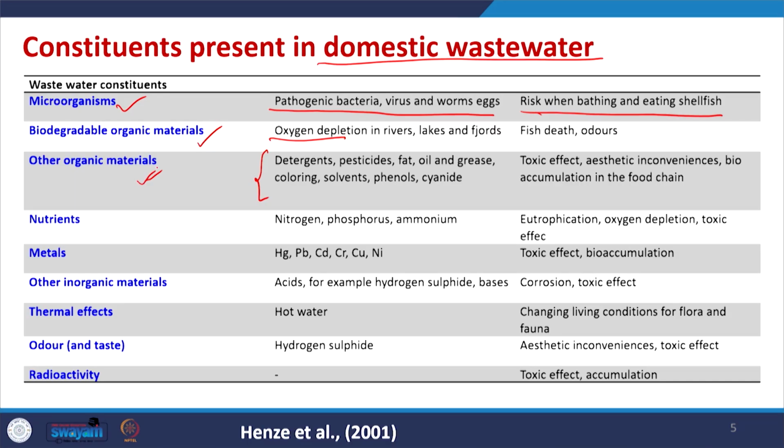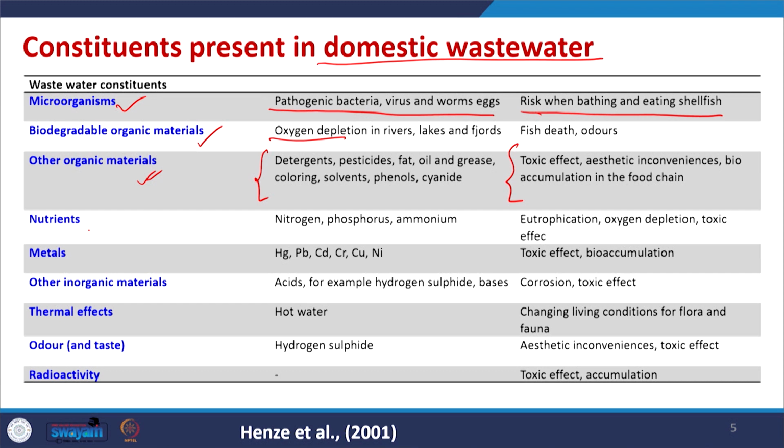Similarly, some small industry may also be present inside a city premises or just outside the city premises. So, municipal wastewater which is getting generated may get some amount of all these materials, and other organic materials. They cause a lot of toxic effect and aesthetic inconvenience, because the water will become colored or blackish in nature. So, it will not look good.